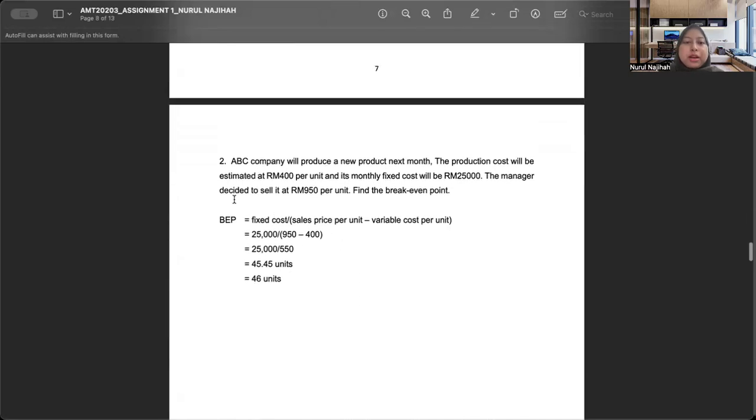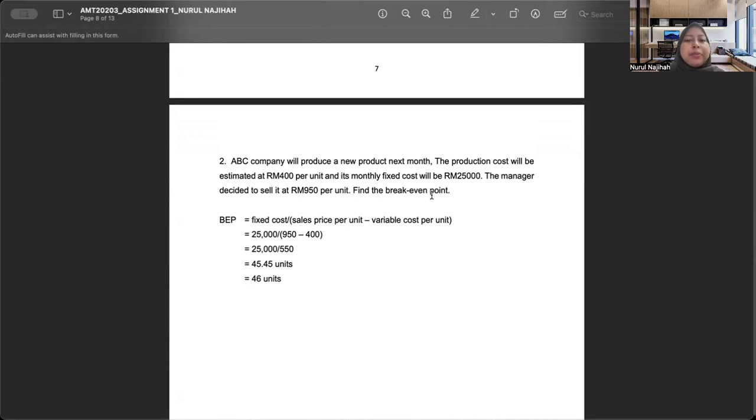ABC company will produce a new product next month. The production cost will be estimated at 400 ringgit per unit, and its monthly fixed cost will be 25,000. So the manager decided to sell it at 950 per unit.